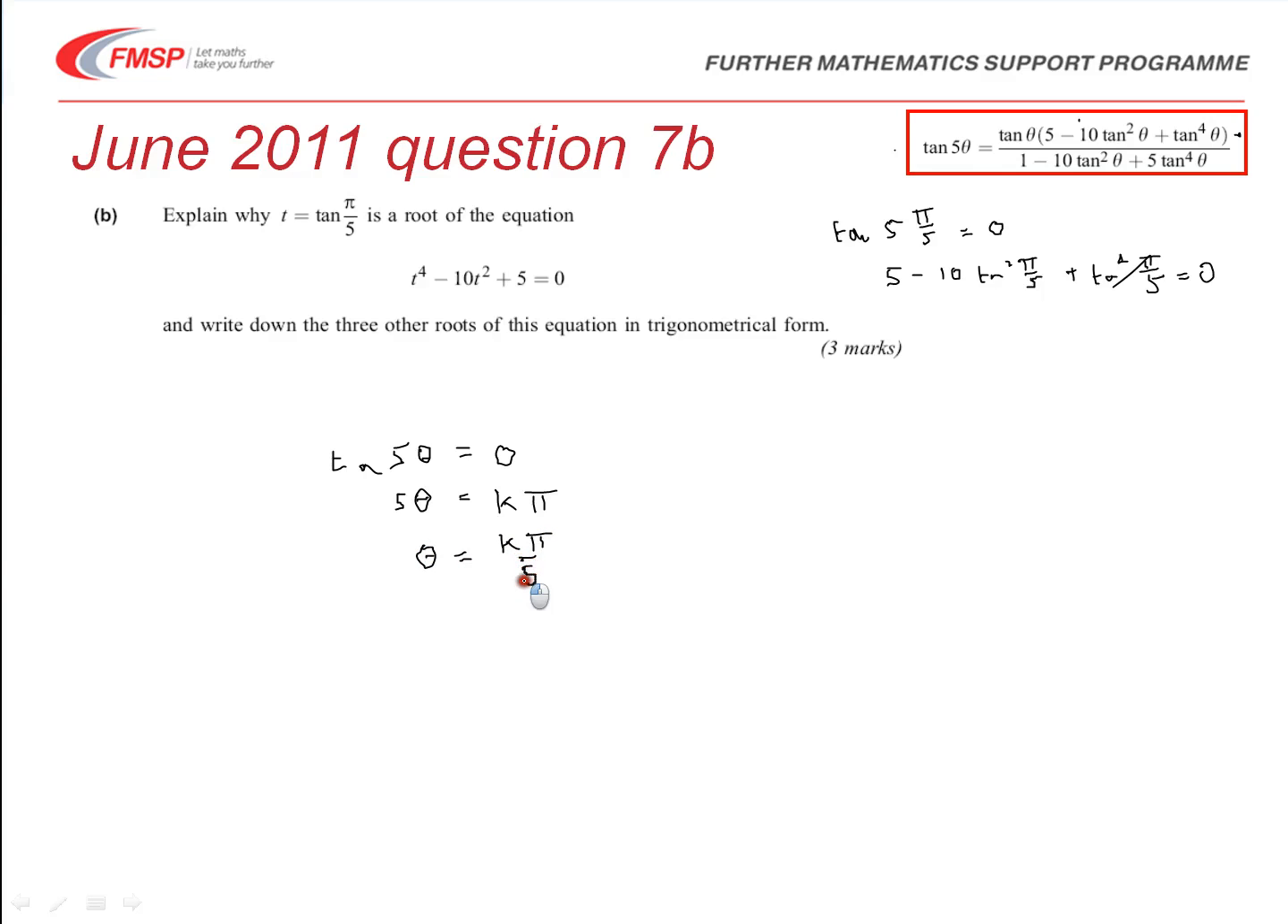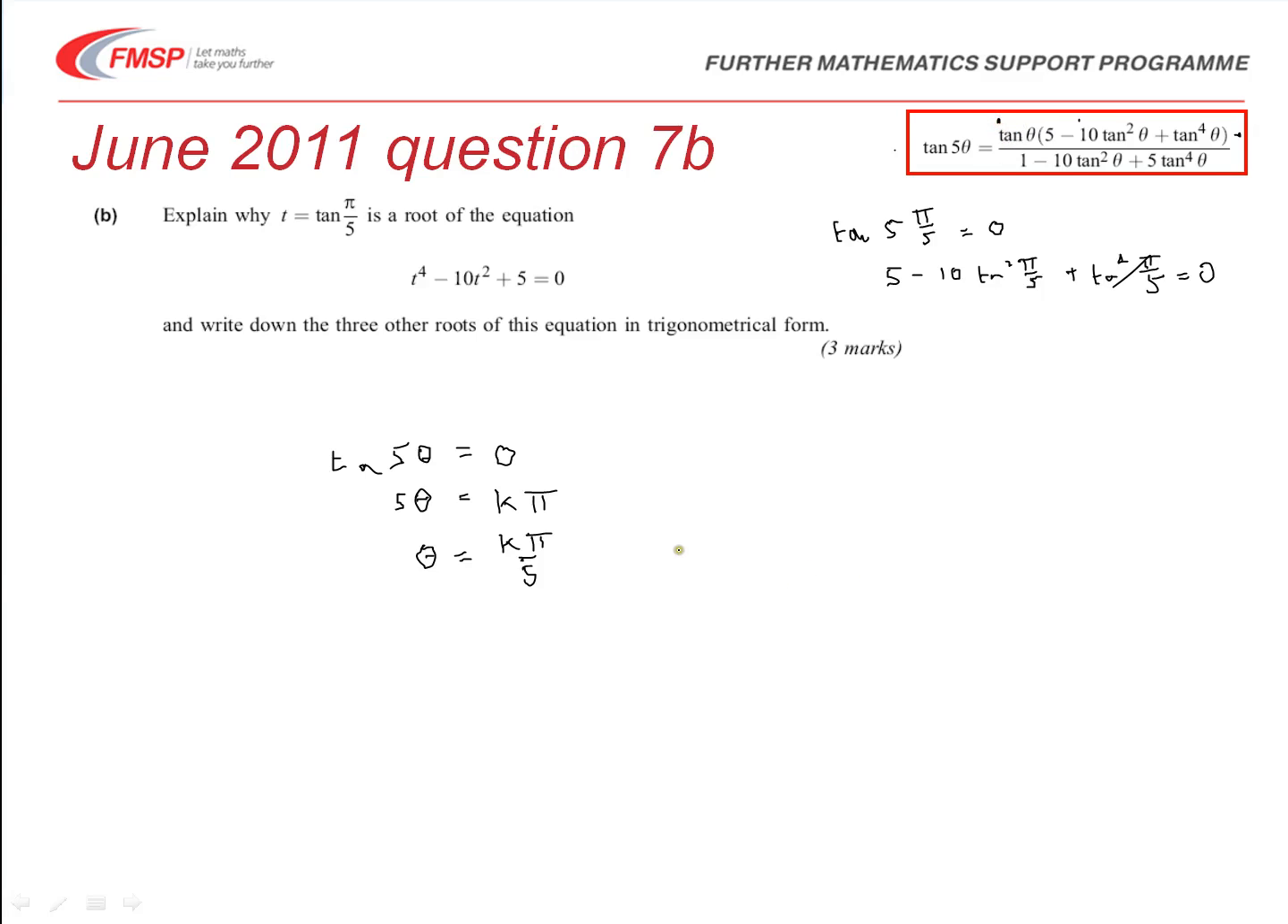So there is an infinite set for k, where k can be any positive or negative integer. So if that's the case, what values of k can we take? Well, we could take k as 1, 2, 3 and 4, or we could take k as negative 2, negative 1, 1 and 2. Notice I cannot take 0 because 0 would give you theta as 0, and that corresponds to this factor tan theta being 0.